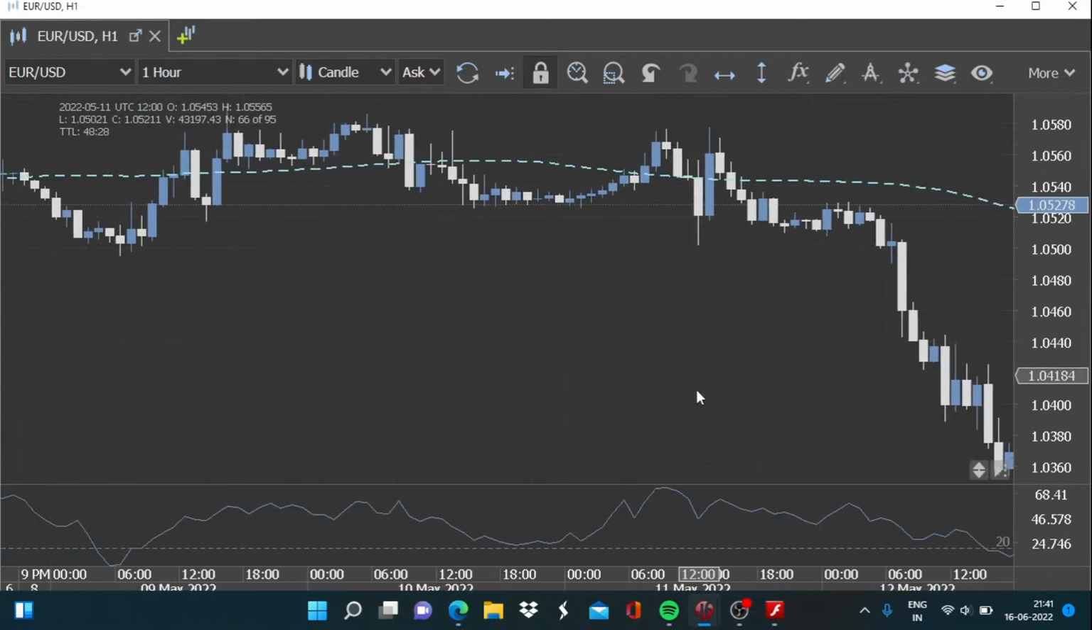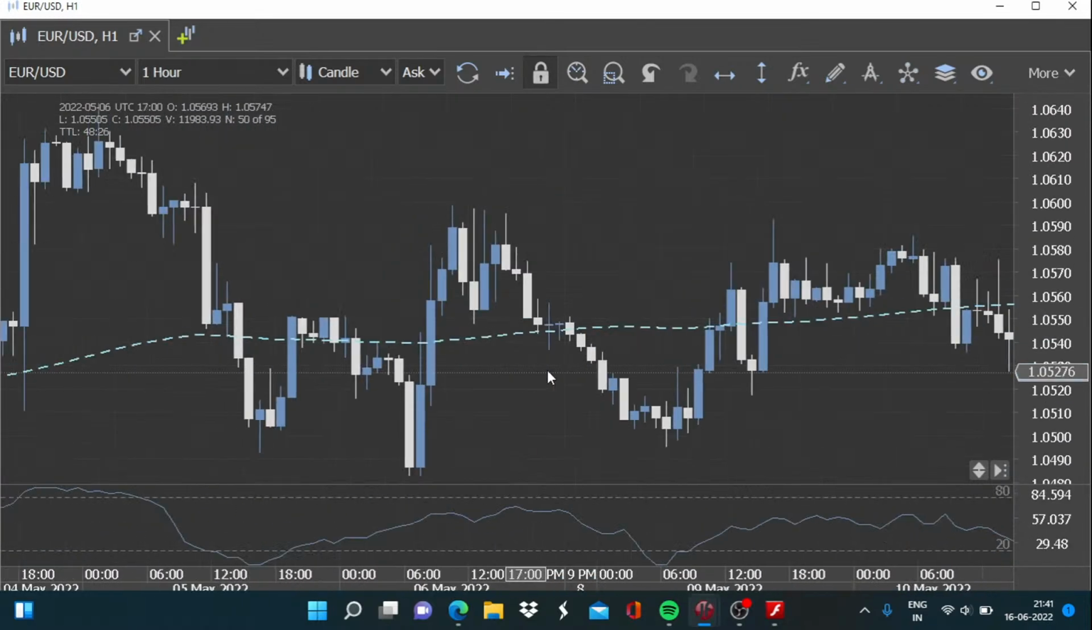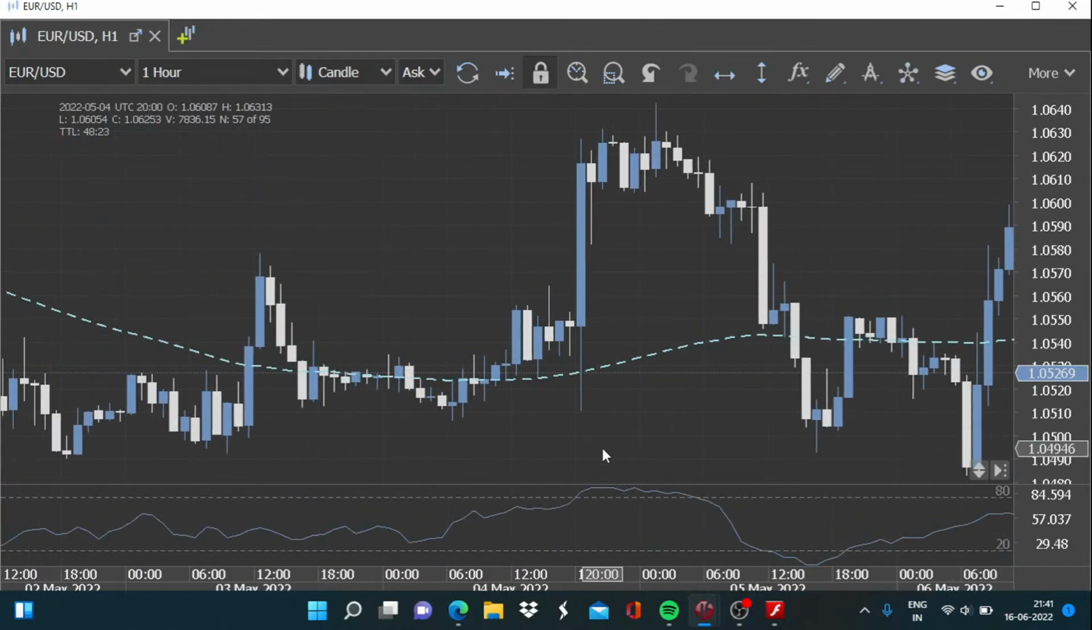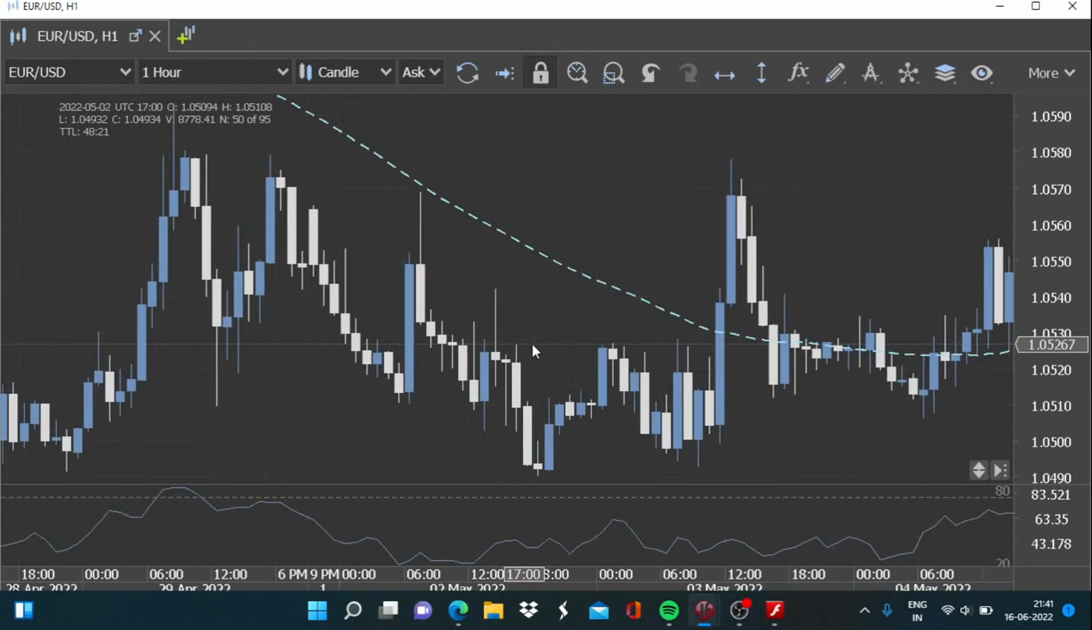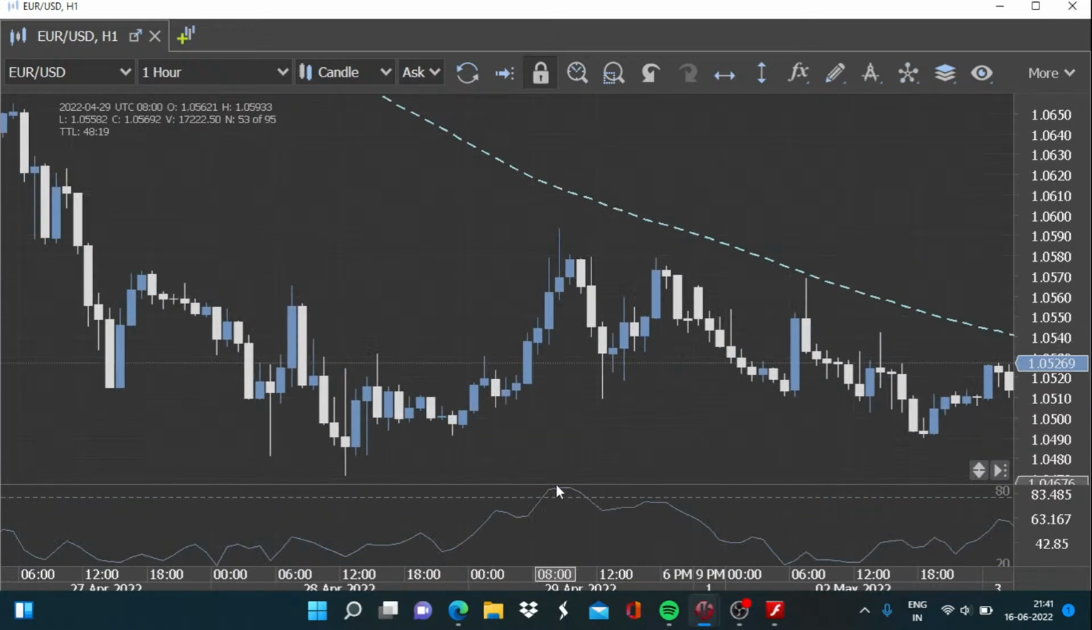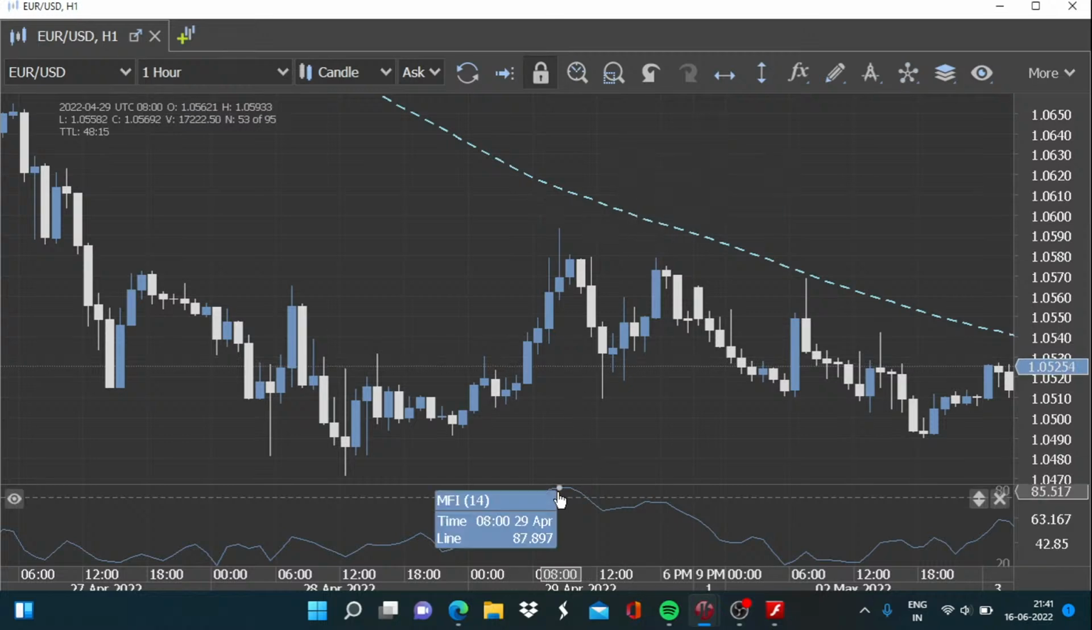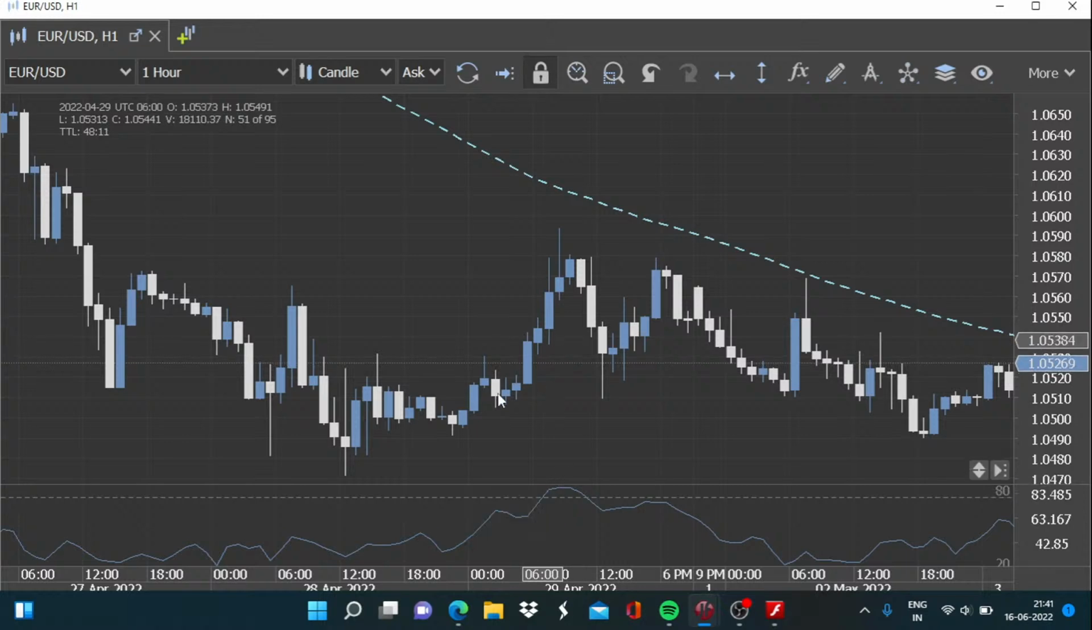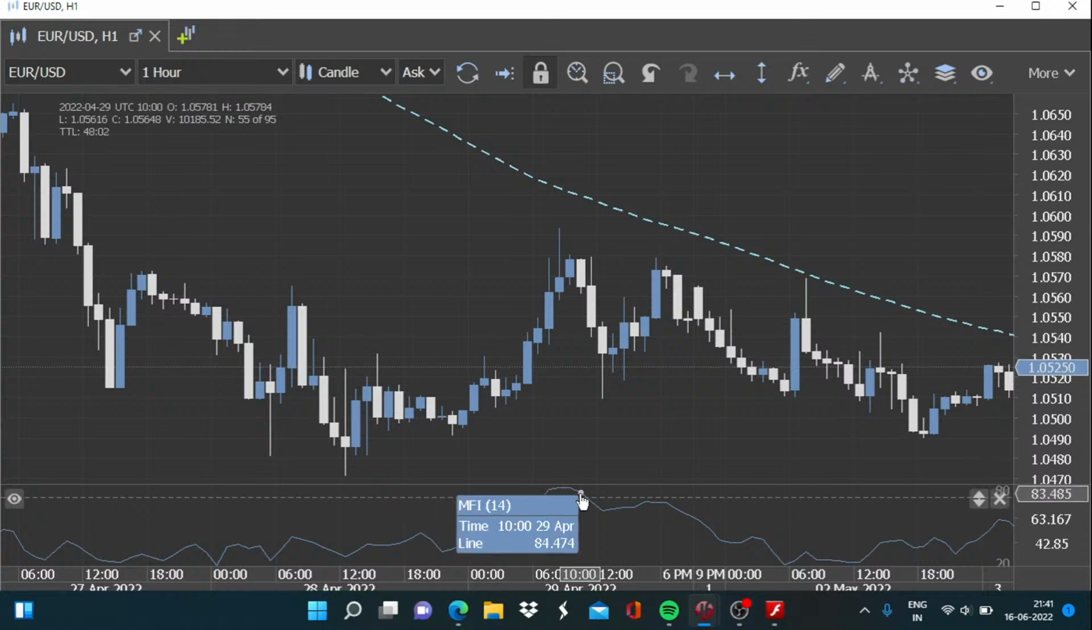So I think that opportunity would have arisen somewhere here. We have this SMA in decline, and then we had this correction happening in the Euro USD where it had risen substantially, and we saw the MFI climbing above 80 and staying that way for a couple of hours, and then it started to dip. So in these kind of scenarios, the trade would have taken place.